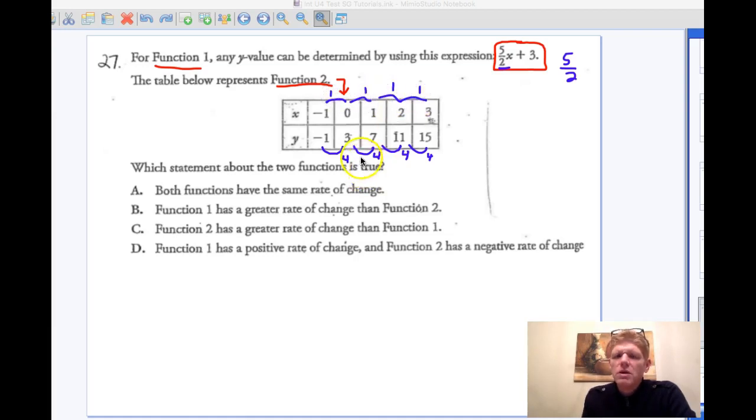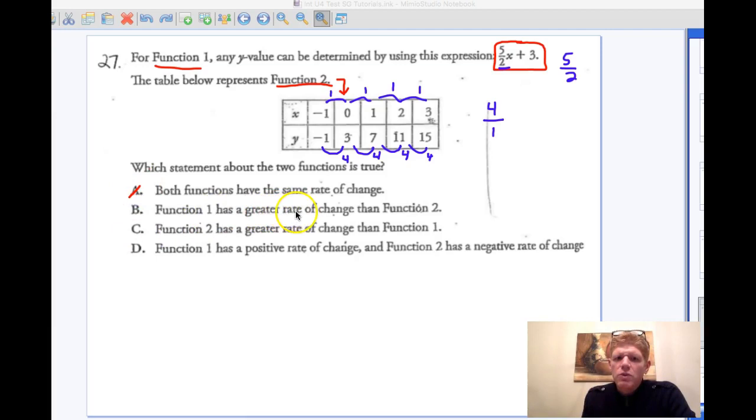So what we wind up with is a rise or a y value of 4 over a run or an x value of 1. And that is our rate of change. So is it true, letter A, that both functions have the same rate of change? Well, these two numbers are not the same, so we know that that is clearly not true.